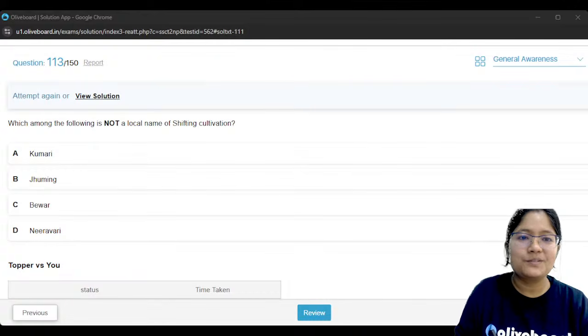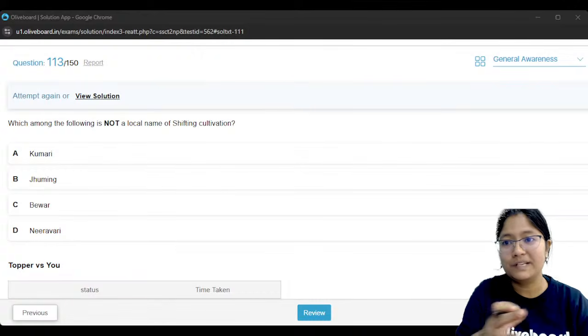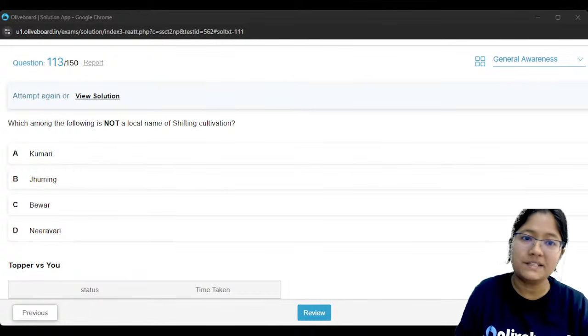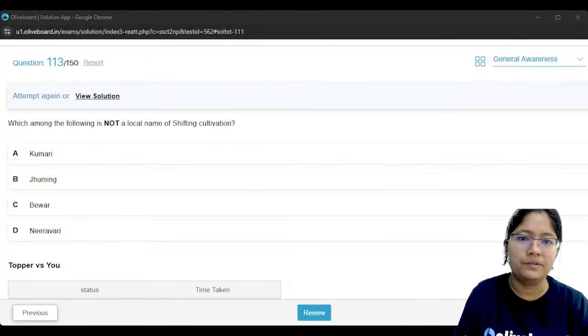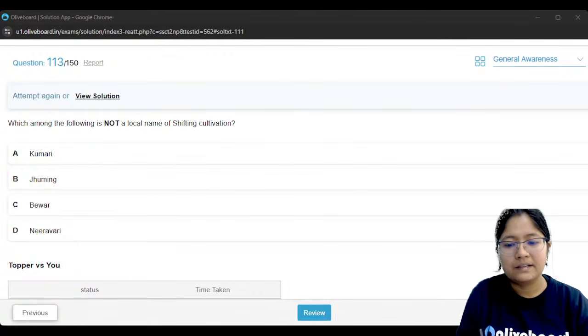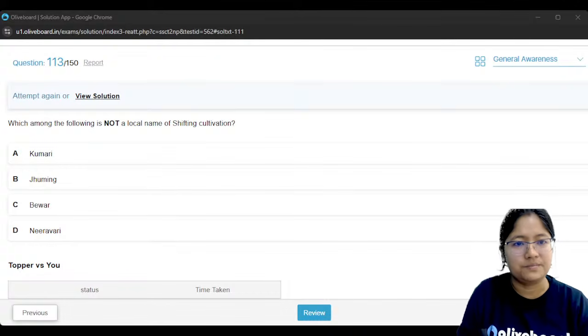See? So please do this test nicely and also consider all the options and study. It will broaden up your knowledge definitely. So Kumari is done in the regions of Kerala, Karnataka, and where, in which region? In the Western Ghats region basically.